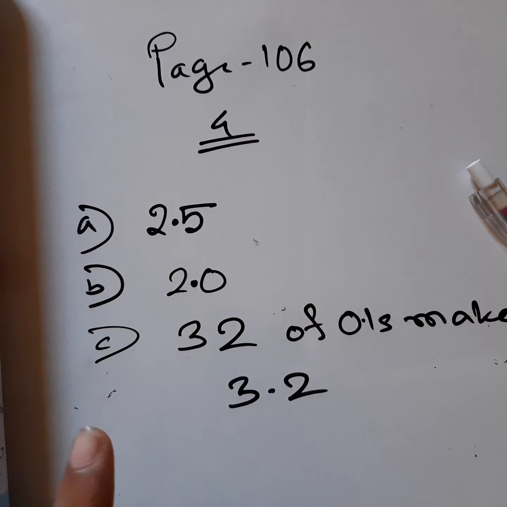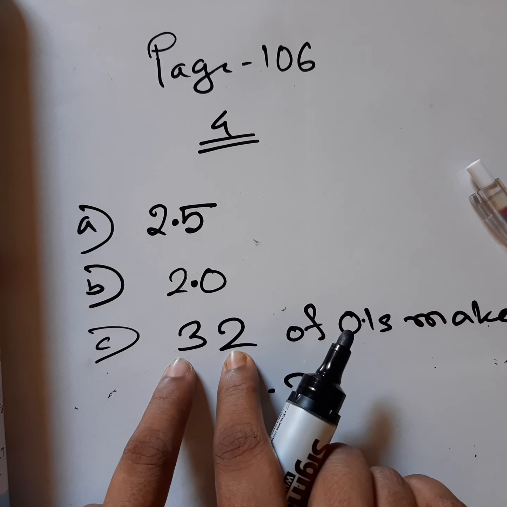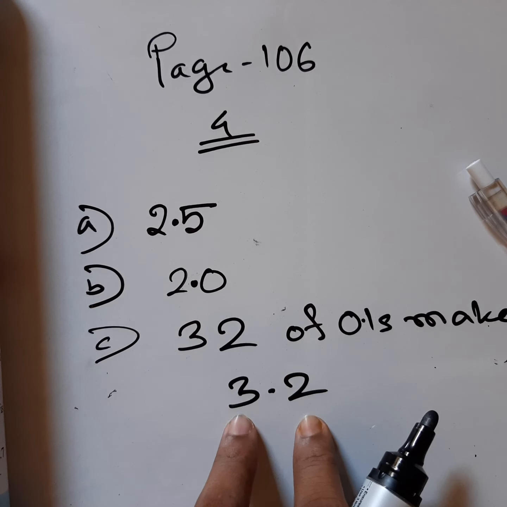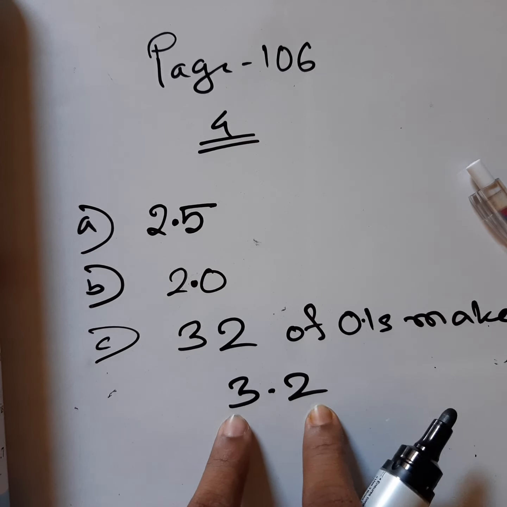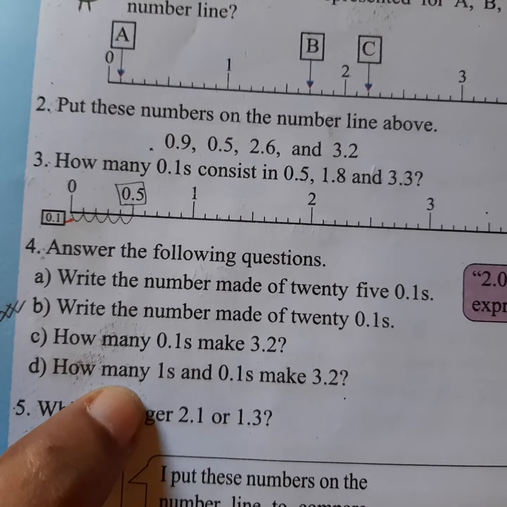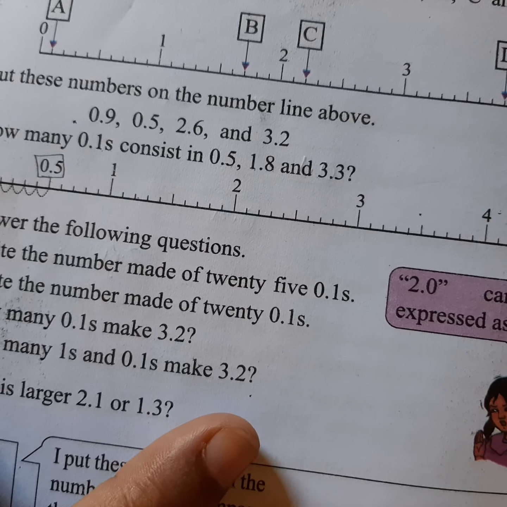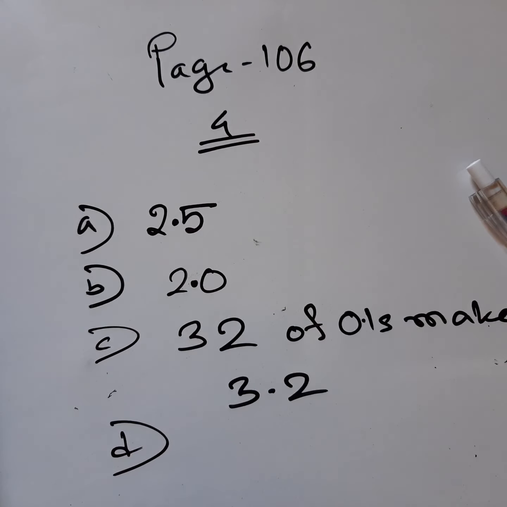So just think about it: when they are giving us a number, we are going to just put the decimal. But when they are giving us the decimal number, we are just going to take off the decimal. Just the opposite thing, okay? Do not think too much about it. Exactly like that one, we are going to find out how many 1 units and 0.1 units make 3.2. Okay, 3.2, let's write it.